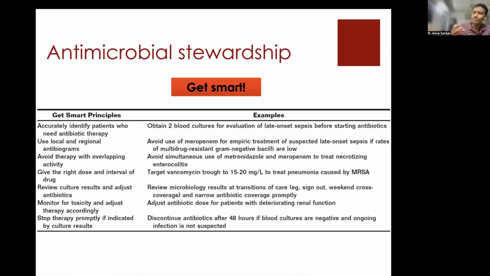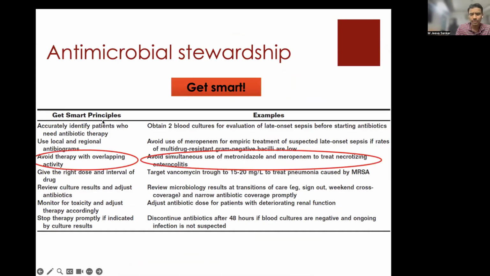There are some broad principles of stewardship. So this one is pre-authorization. The second is there are some basic principles. So these are the Get Smart principles. For example, these are some which are common sense principles. For example, avoid therapy with overlapping effect. That is, avoid simultaneous use of metronidazole and meropenem to treat NEC.